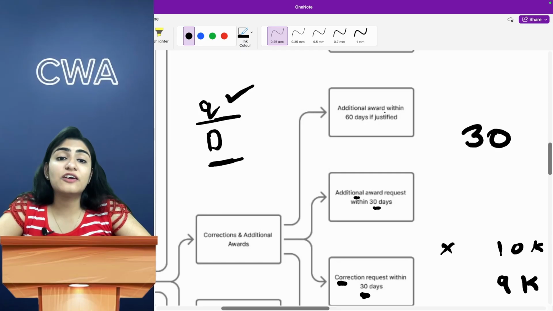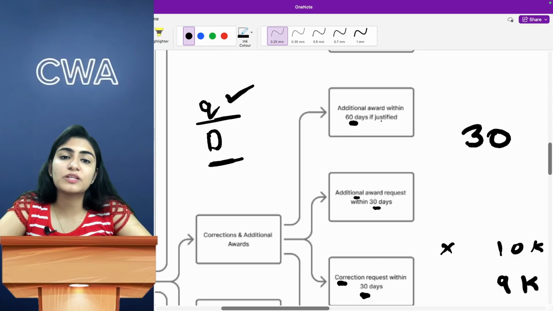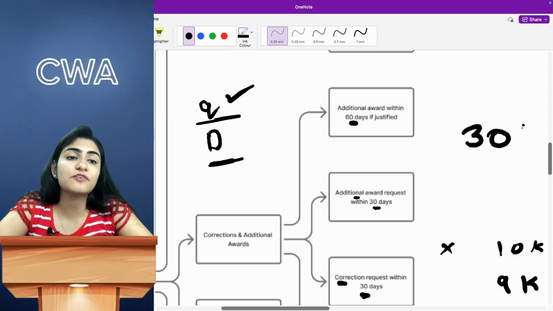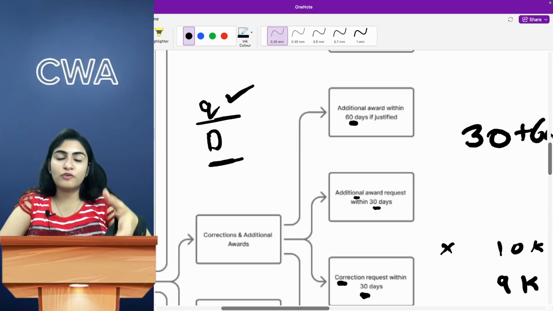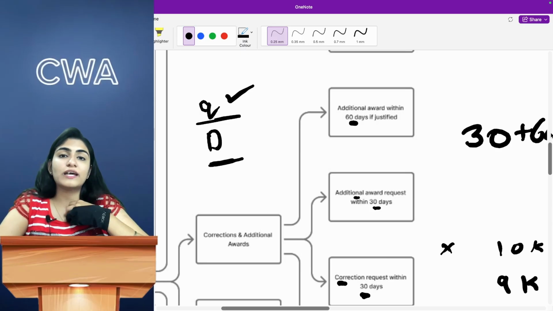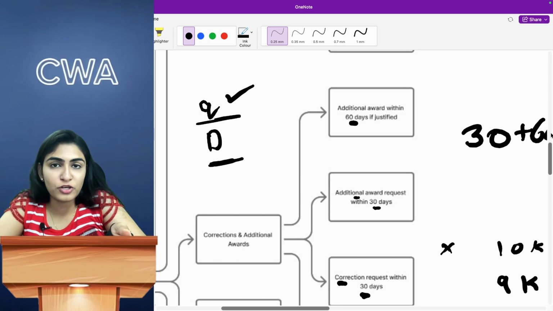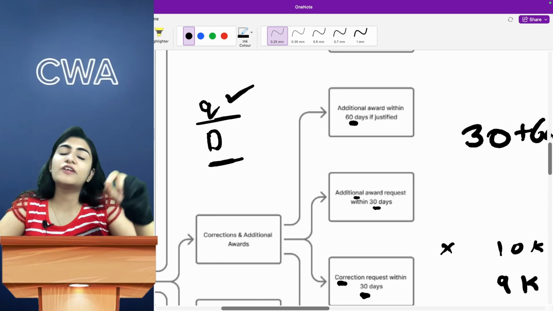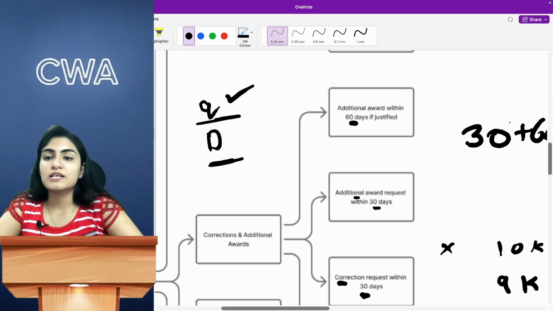30 days. If the additional award is proper, it will be granted within 60 days if it is justified. So if you want any correction in the award, you can ask for the correction within 30 days. If you want an additional award, again you can ask for it within 30 days. If that additional award point is justified, you will be given that additional award within 60 days.